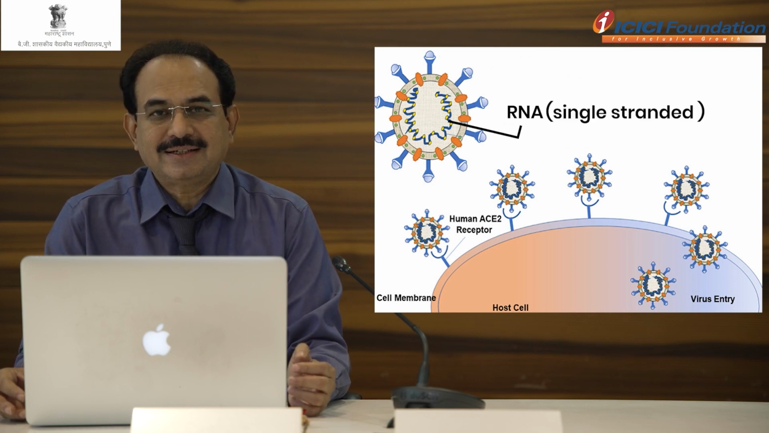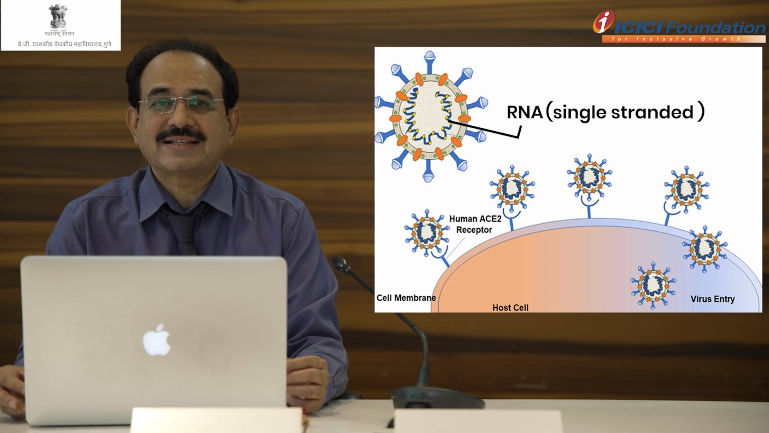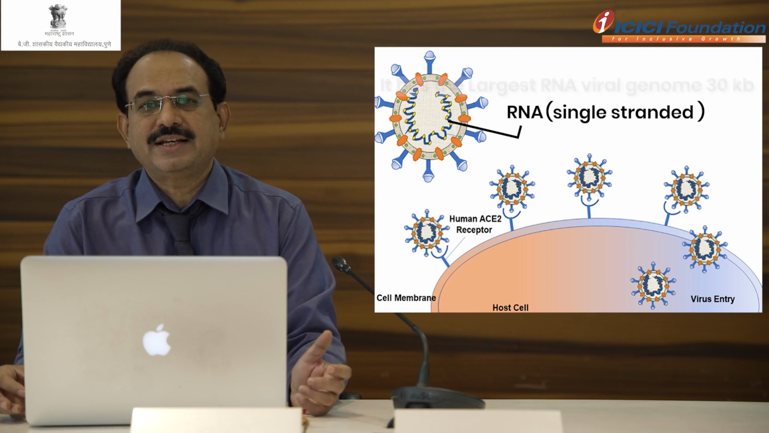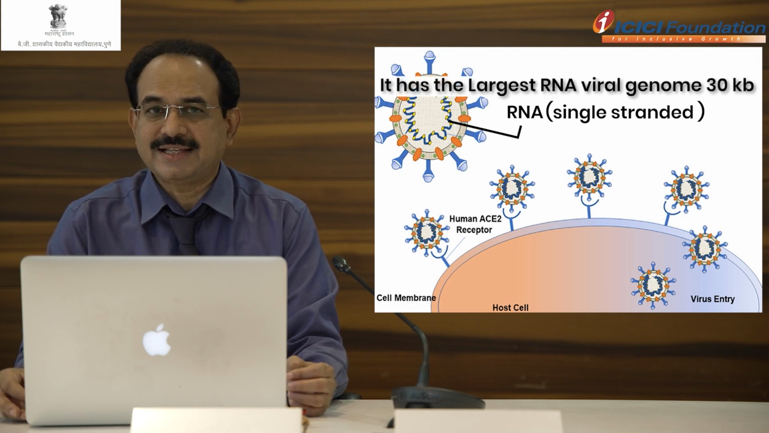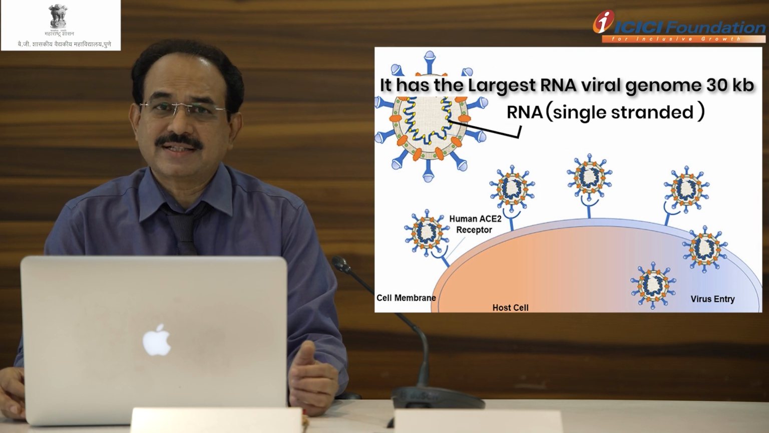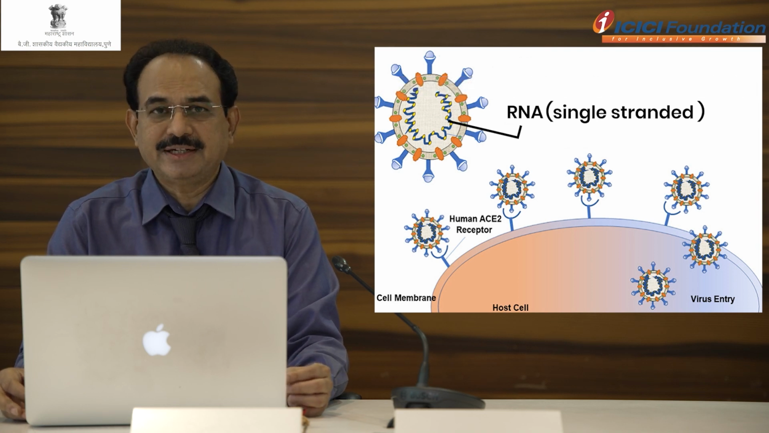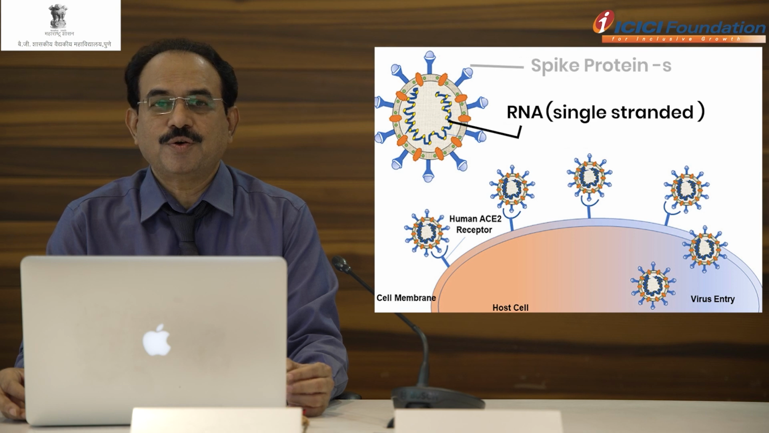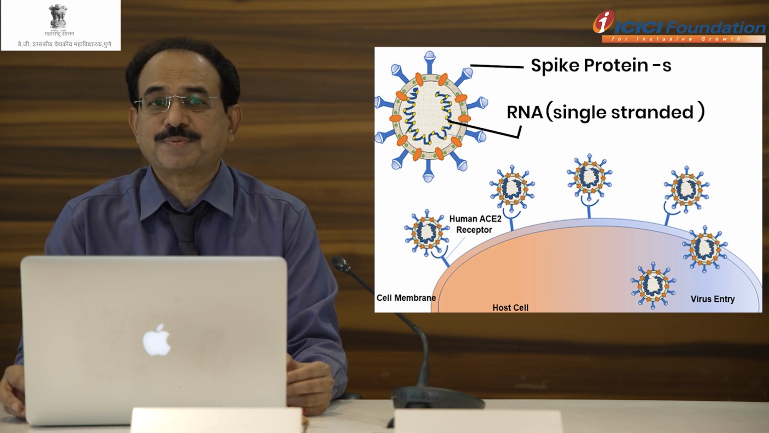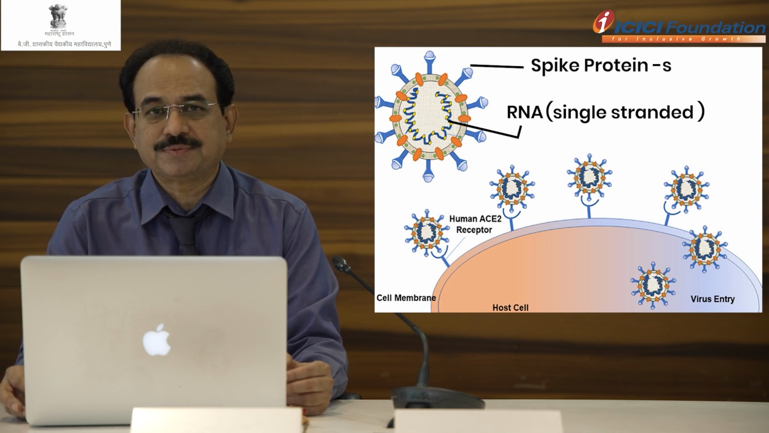What it means is that this particular virus has its genetic code written in a single piece of RNA. This RNA is 30 kilobases in size, and the virus is covered by a lipid membrane, through which its own protein, that is the S protein or the spike protein, projects out.